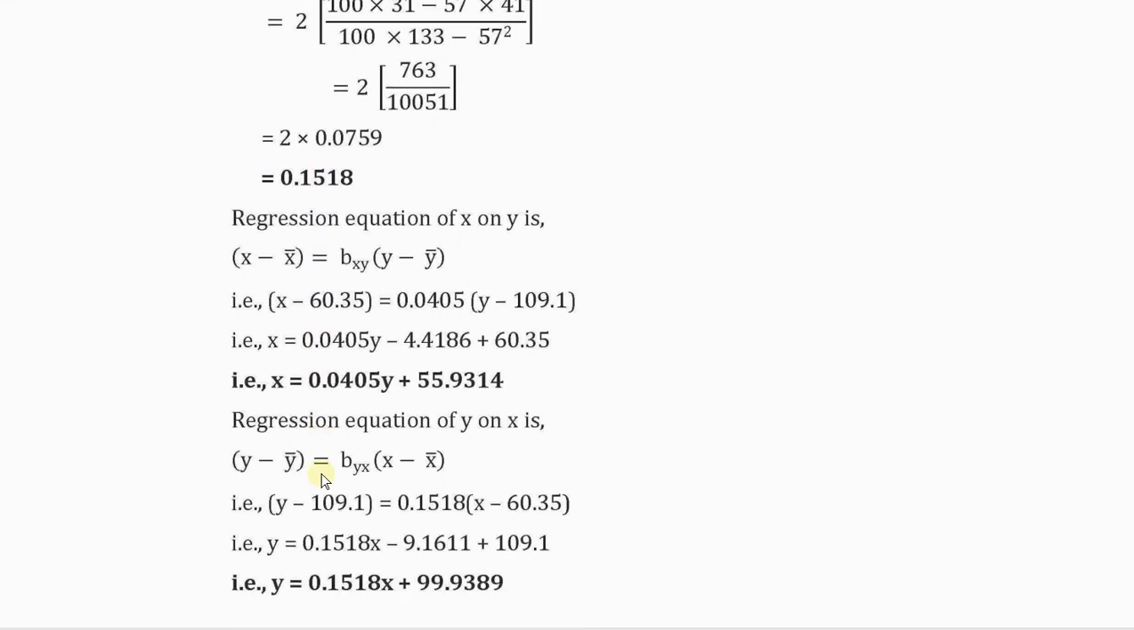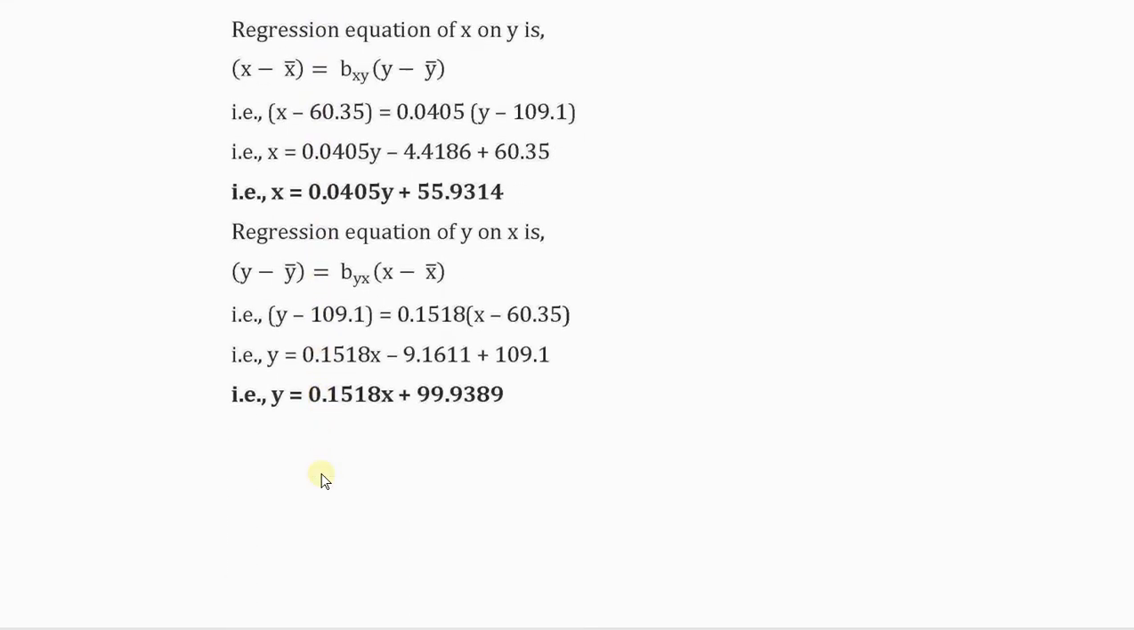that is 0.1518. Now estimating the regression equations, x on y is x minus x bar is equal to bxy into y minus y bar. X minus 60.35 is equal to 0.05, the value of bxy, into y minus 109.1.